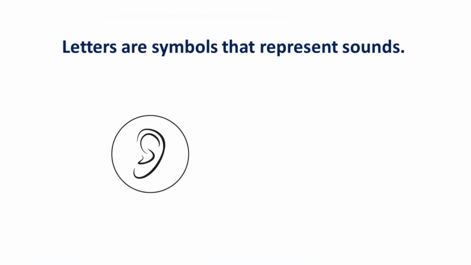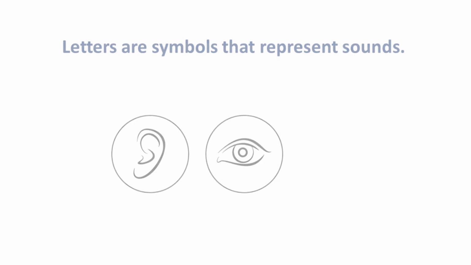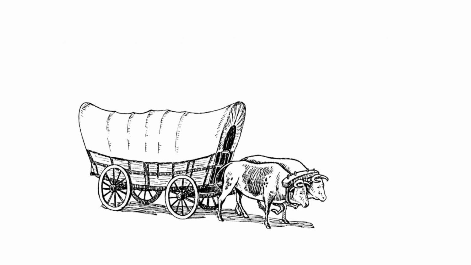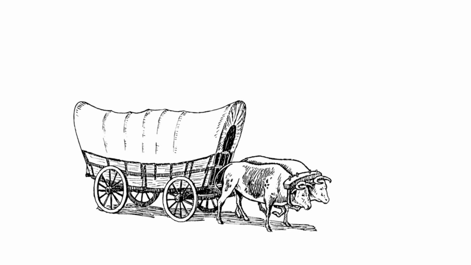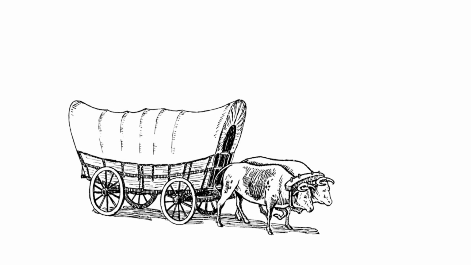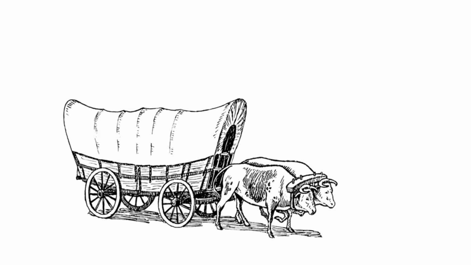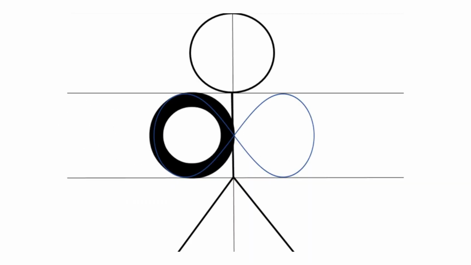Remember, letters are symbols that represent sounds. You first need to hear the sound, and then you need to look at the symbol that represents that sound. So this is a picture of an ox wagon, and there are two oxen pulling the wagon, the ox wagon. So the word ox wagon starts with an O for ox wagon. And it shapes to the left of me on the curve.